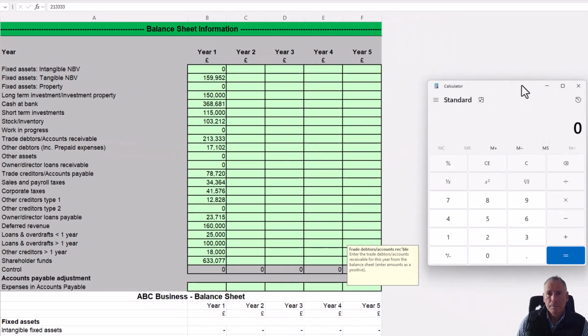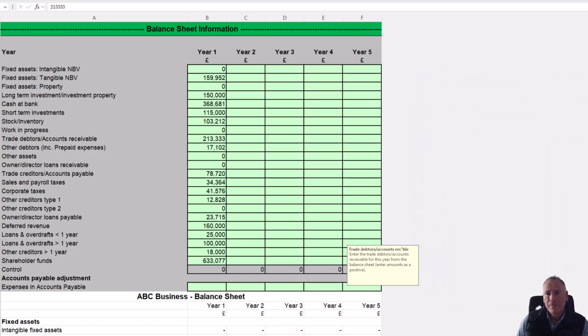So I can't do that in my head, so I'm going to bring my calculator across here. So I'm going to take 213,333 times 0.75, which is 75%. So that's 159,999. So let's round that up. That's £160,000 that we can finance on invoice financing.